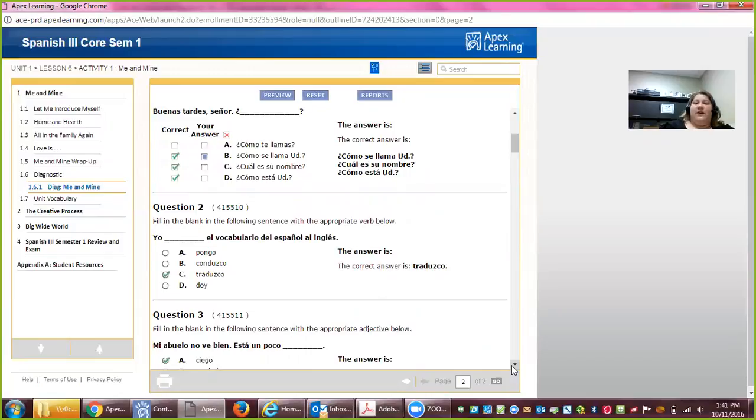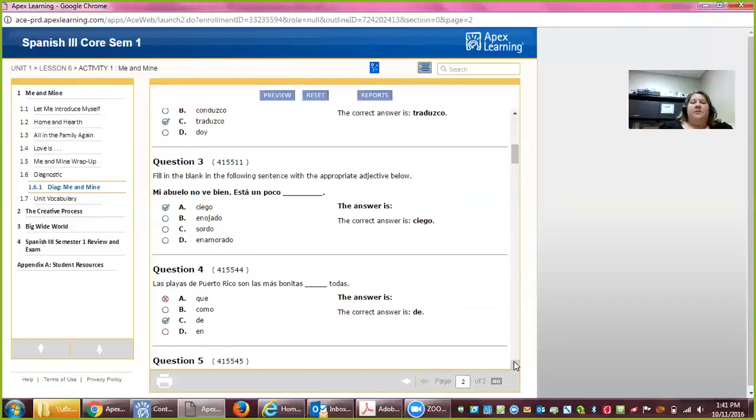Fill in the blank of the following sentence with the appropriate verb below. Yo traduzco el vocabulario del español al inglés. So let's think about what this is saying. It's saying that there are going to be some irregular yo form verbs on your test. So you might want to know what those are.